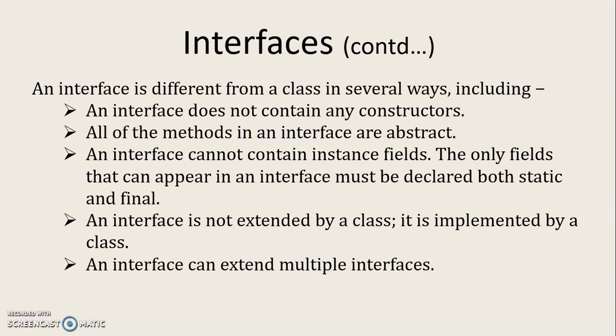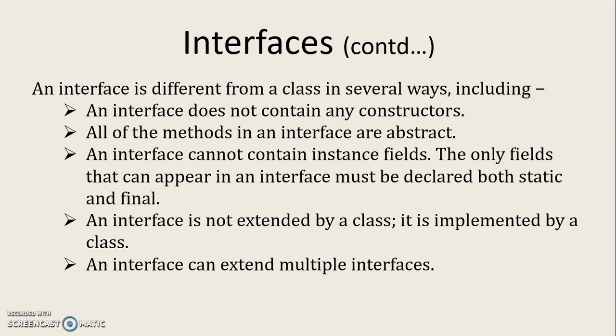Now, which factors make an interface different from a class? The first and most important thing is that all the methods in an interface are abstract in nature. Second, an interface doesn't contain any constructor. We couldn't define any constructors inside the interface. Another important thing is that an interface cannot contain instance fields, meaning it should not contain the body of instance methods.